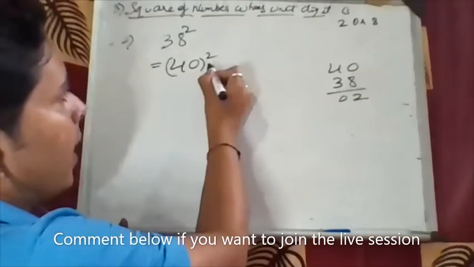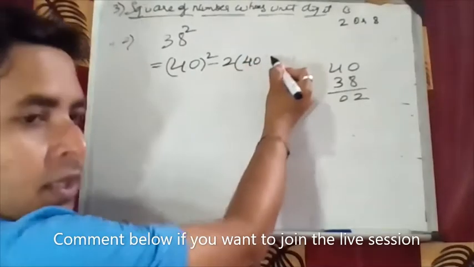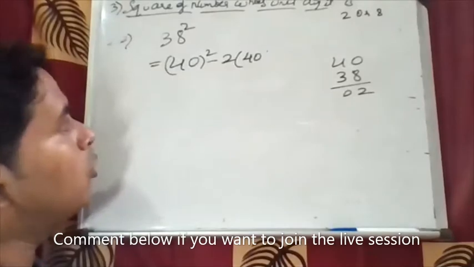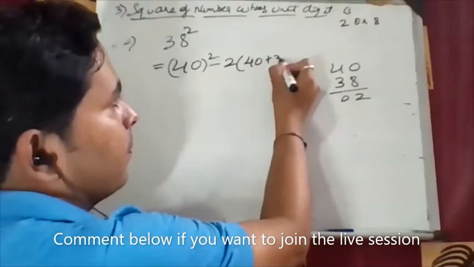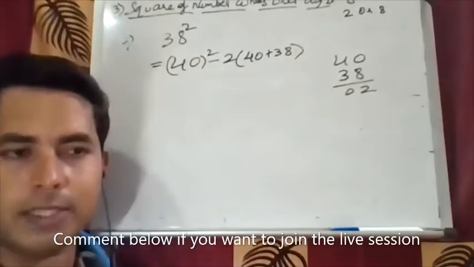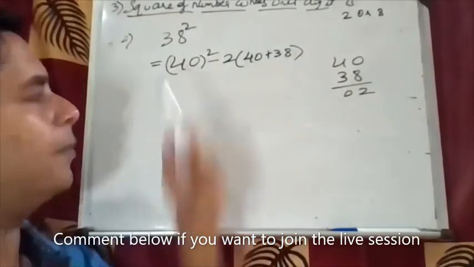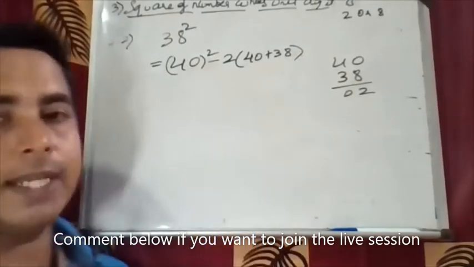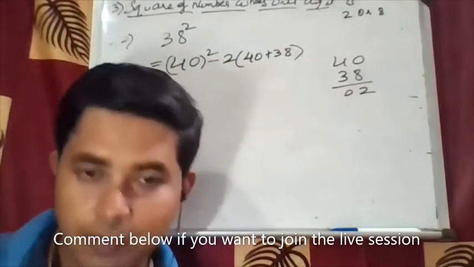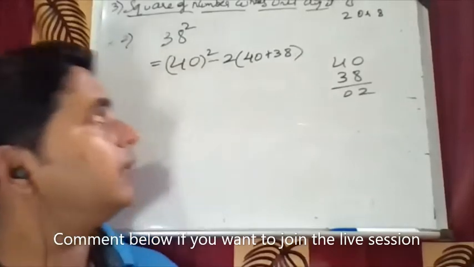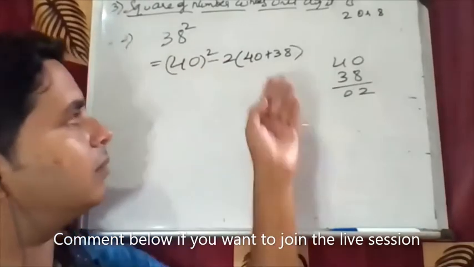How much are you doing? 2 into 40 plus 38. Only subtracting here. Here nothing else changes, only the sign in the center has changed. There we did plus when finding a unit digit 2 number, and here we have to do a subtract if you are finding a unit digit 8. So the rest is the same.